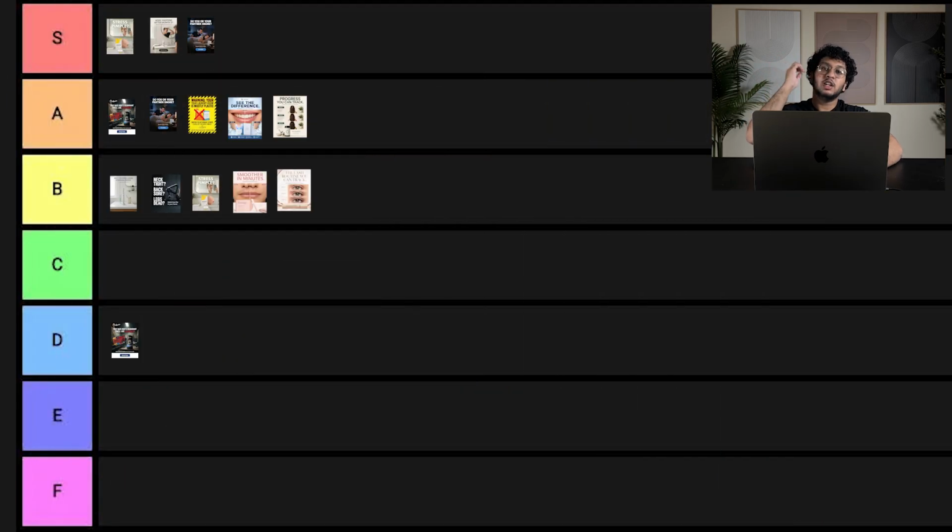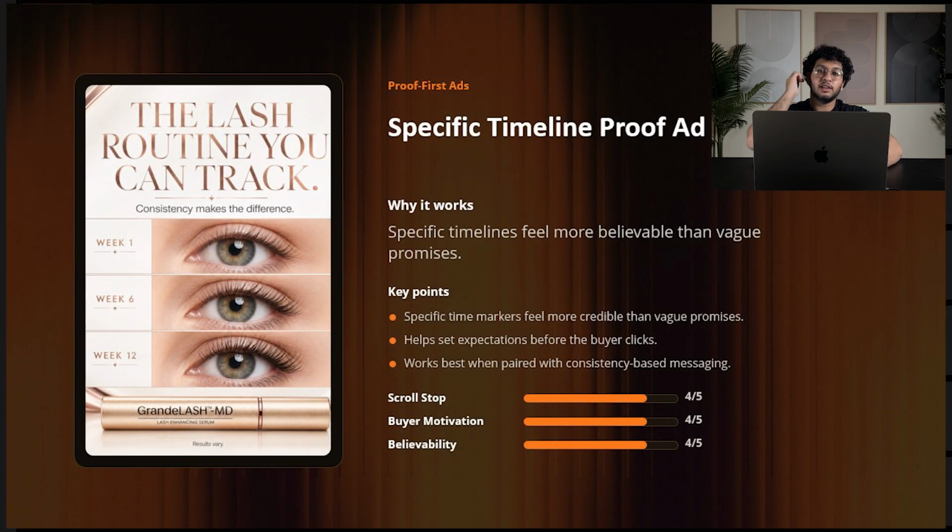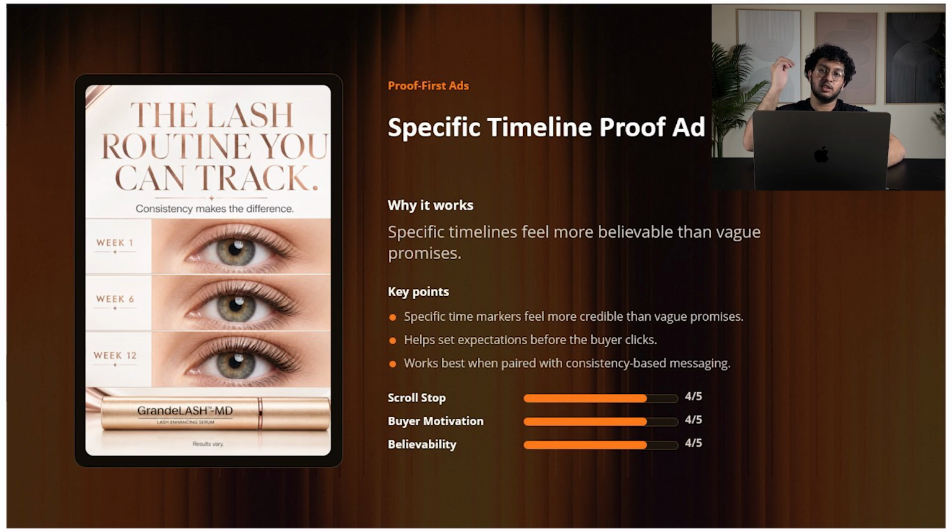Next is specific timeline proof. This is B tier. Specific timelines are useful because they feel more believable than vague promises, but they're also category dependent. They work best for products where progress over time makes sense. Hair, lashes, skincare, supplements, fitness, and routines. Outside of those categories, the format may feel forced. So it's useful but situational.